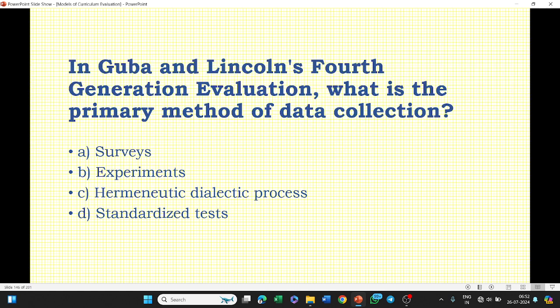Next, in Guba and Lincoln's fourth generation evaluation, what is the primary method of data collection? Options: Survey, experiment, hermeneutic and dialectic process, standardized tests. Answer of this question is option C, that is hermeneutic and dialectic process.